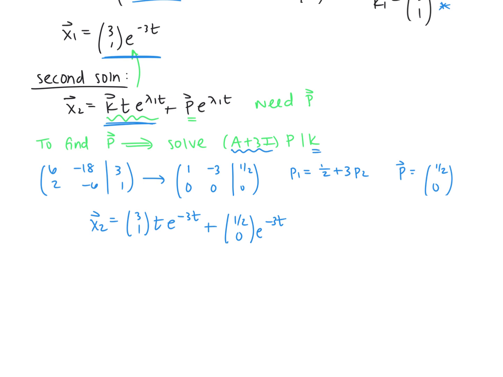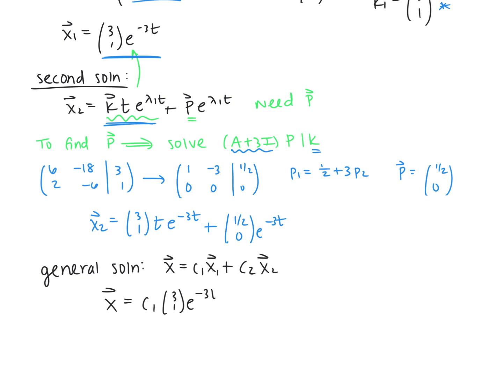So all of this then leads to our general solution, which is going to be x equals c1 x1 add c2 x2. Sorry, this is a 1. So we get x is equal to c1 3, 1 e to the negative 3t, add c2 times that entire solution we just found, which is the 3, 1 t e to the negative 3t, add 1/2, 0 e to the negative 3t.